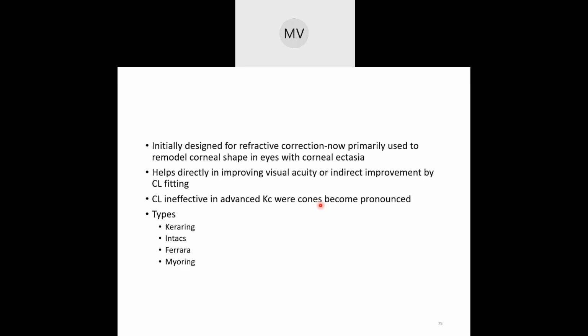Contact lenses are ineffective in advanced keratoconus where the cone becomes pronounced. So the types will be Ferrara ring, Intacs, and Mayo rings.